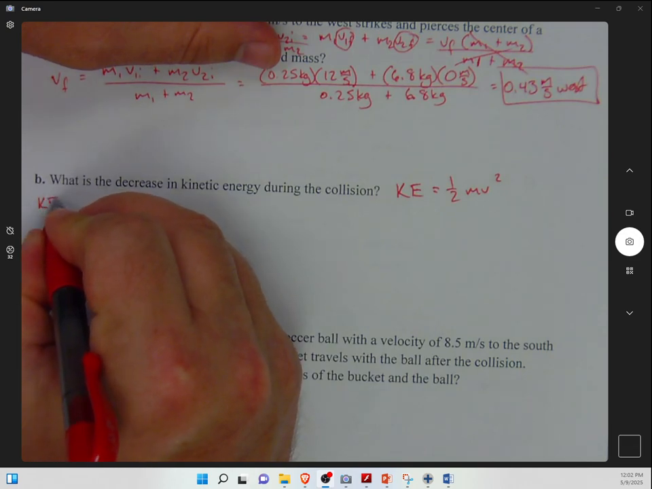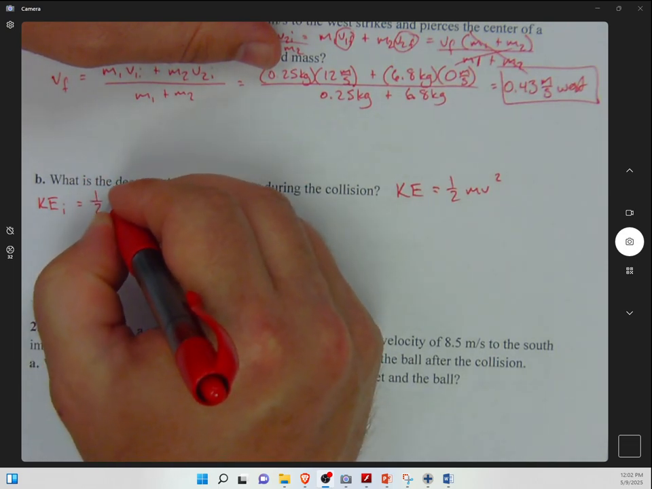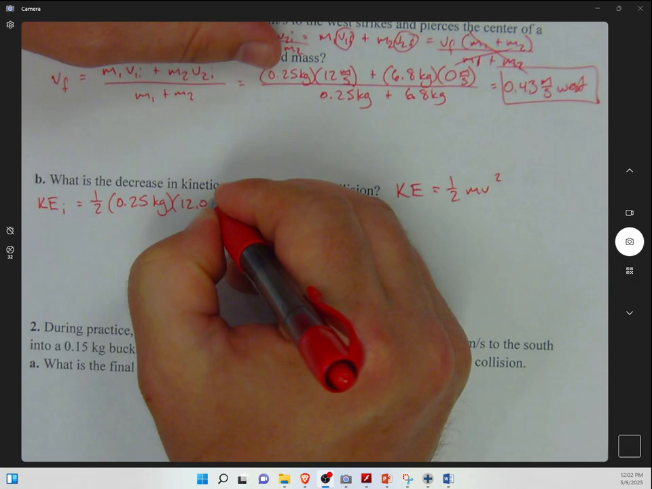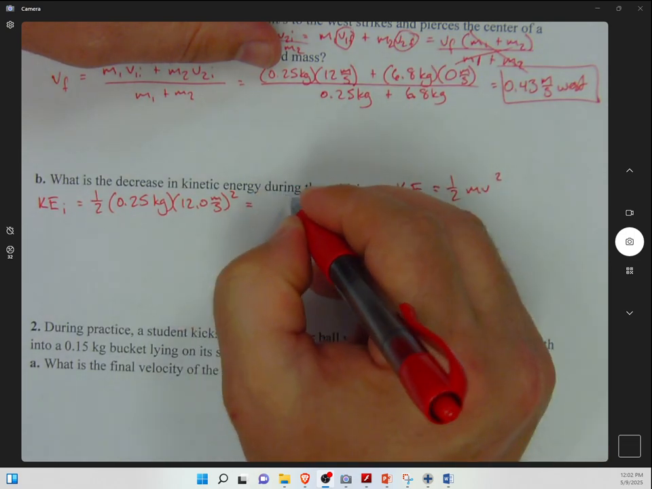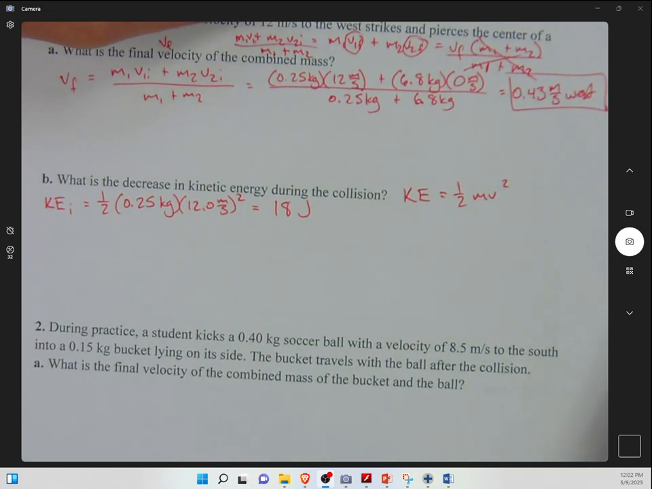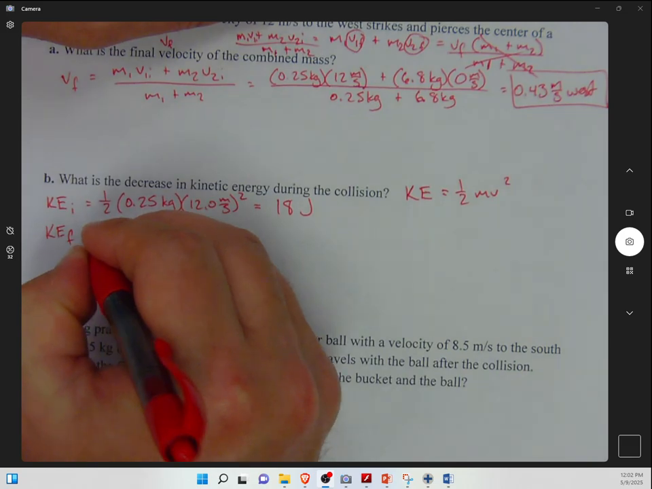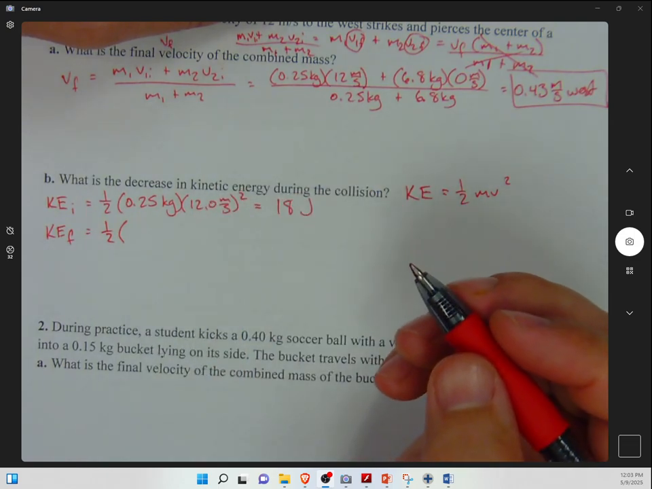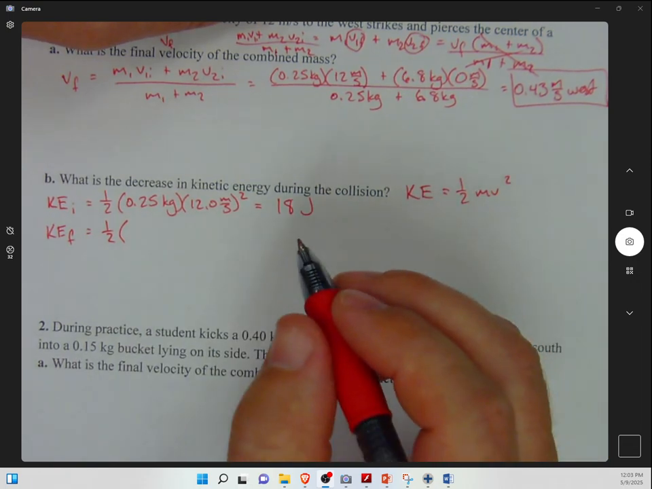So, kinetic energy initial is going to be 1/2 times 0.25 kilograms multiplied by 12 meters per second, and I'm going to square that. That's going to end up being 18 joules, right? 18 joules. Cool beans. So that's the initial kinetic energy. Now I'm going to calculate the final kinetic energy.